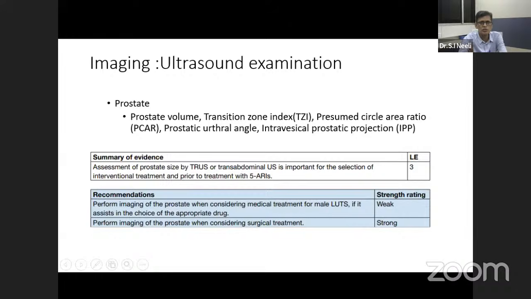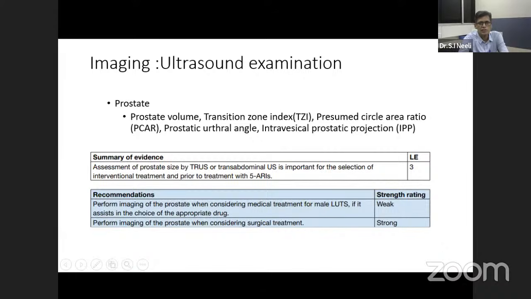We can also do a transition zone index assessment, a presumed circle area ratio, where we assess the prostate to see whether it is circular or close to a circle. A ratio has been devised to see whether the length and the prostate on a cross section matches the circle. And we can also assess the prostatic urethral angle and intravesical prostatic projection.